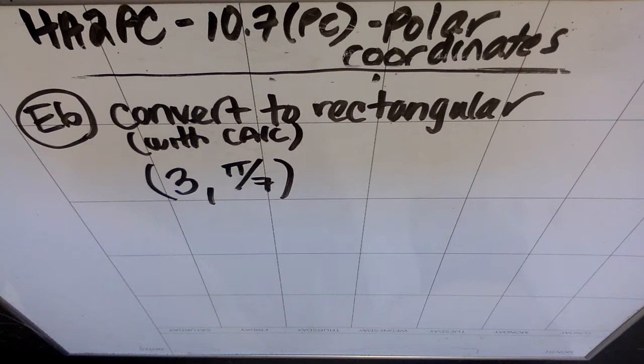This is Honors Algebra 2 Pre-Calculus. We're doing 10.7 in Pre-Calc, which is polar coordinates. In example 6, we're going to go back to converting to rectangular coordinates because I realized I should probably show you one that is not on the unit circle. So we're going to convert 3 comma pi over 7.